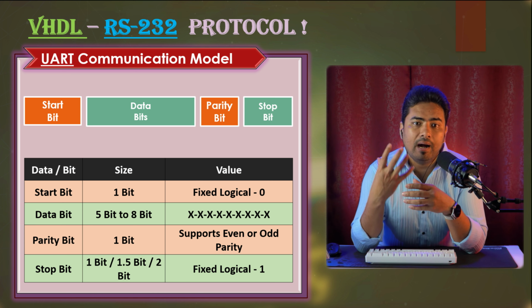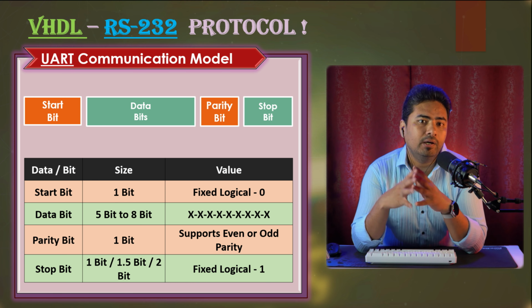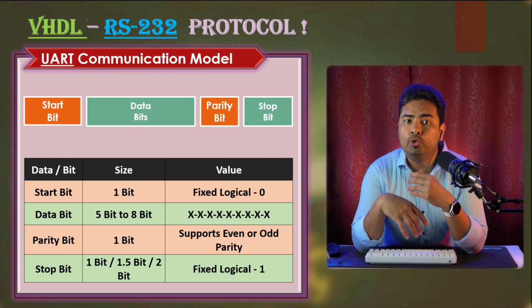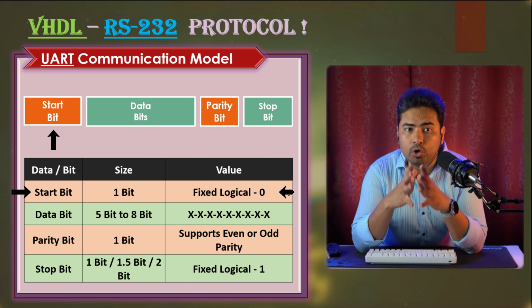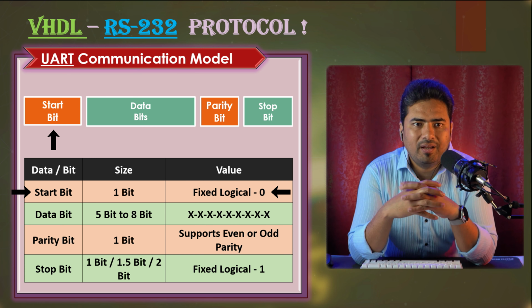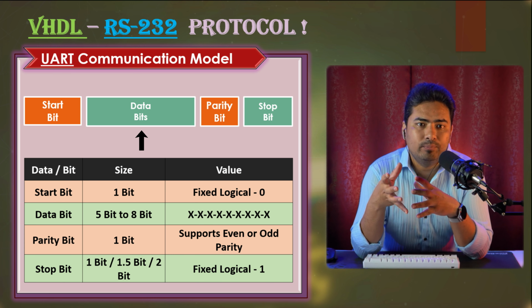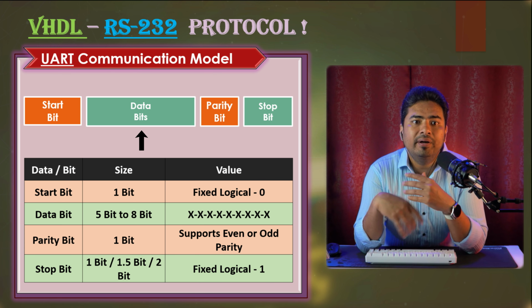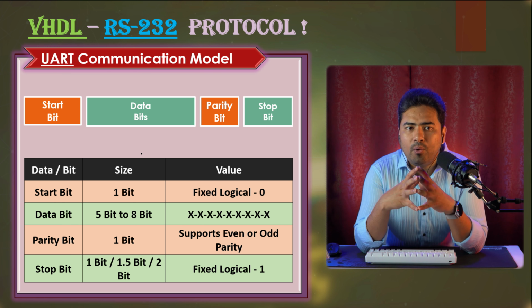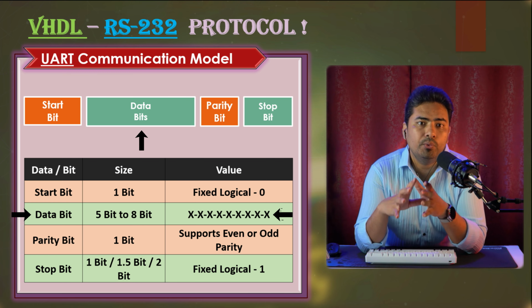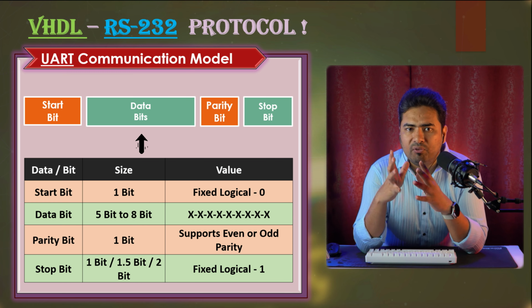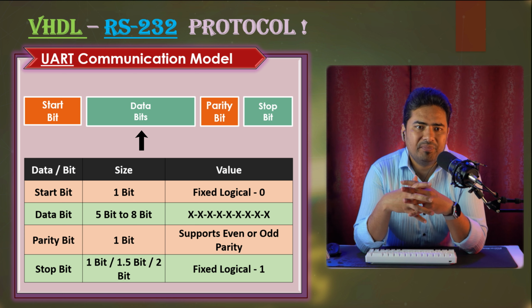This means if you want to send any data through this protocol, then you need to send the start bit first, and this will be logical zero. Next, come to this second block. So this is our data bits. Now RS232 protocol supports 5 bits of data to 8 bits of data, but widely 8 bits are used.